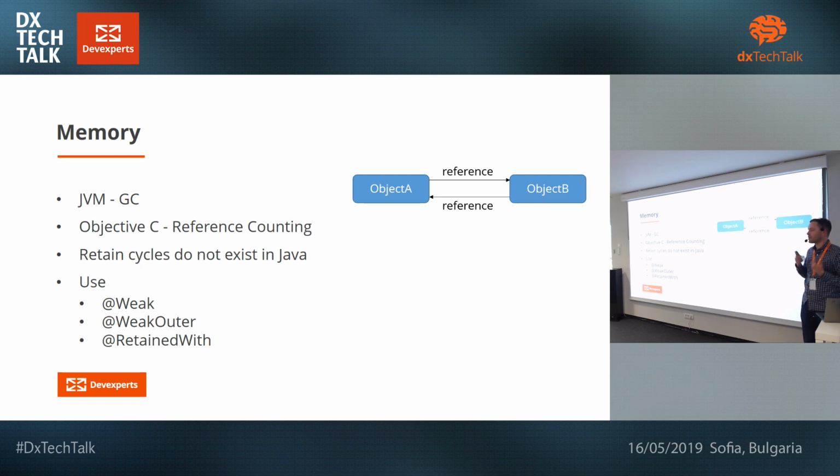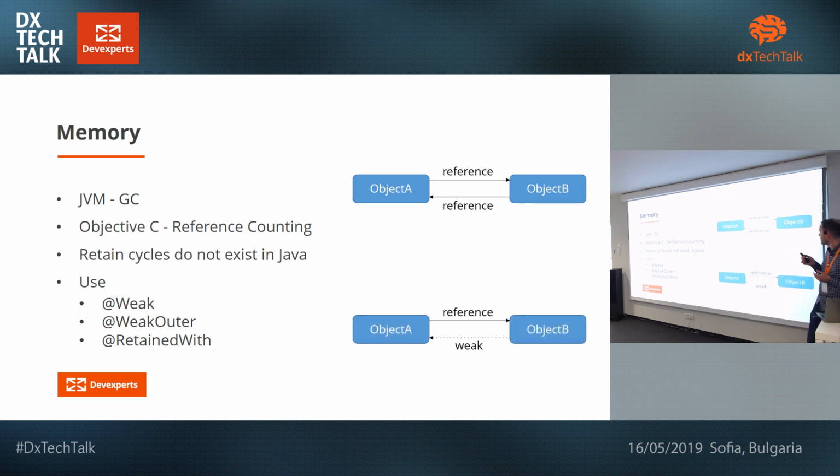And you have to solve it in Java. How it's usually solved is that you modify one of the references and make it weak, which means that it isn't being counted. And to do so, luckily, J2ObjC provides a toolset, which is Java annotations, which you can use to let the translation tool know that the references in the output code have to be weak in this case.